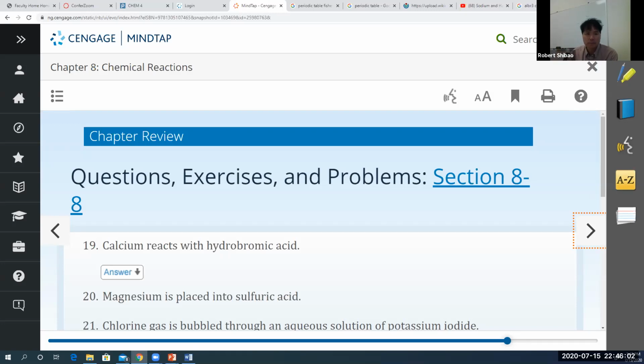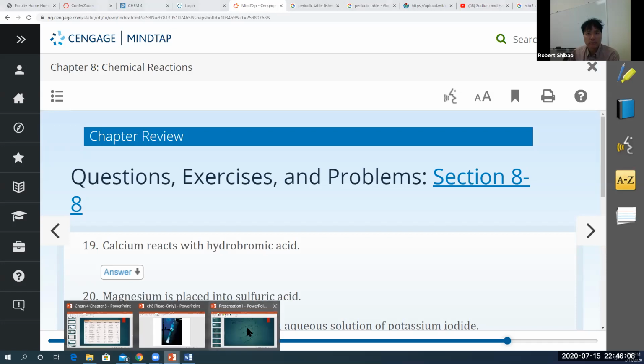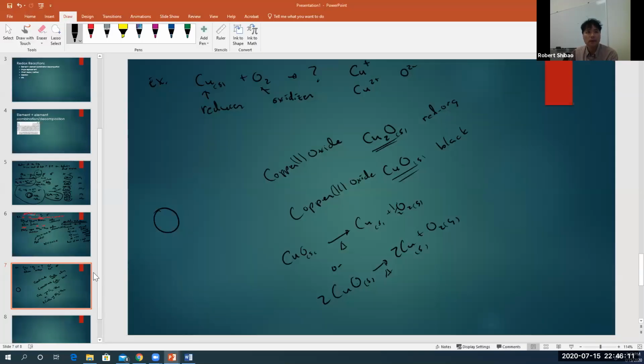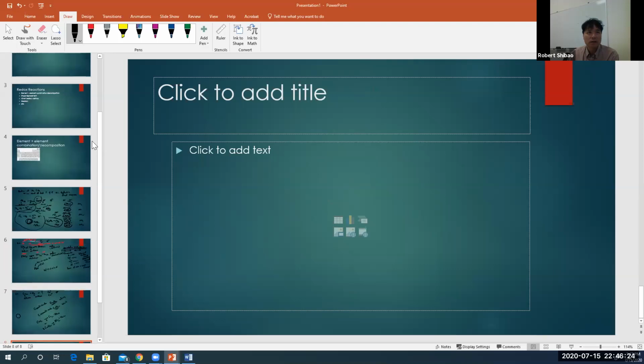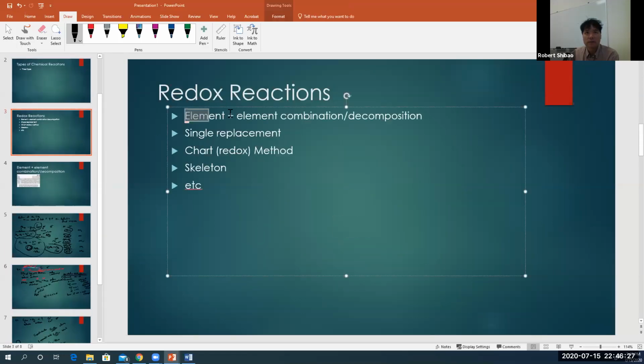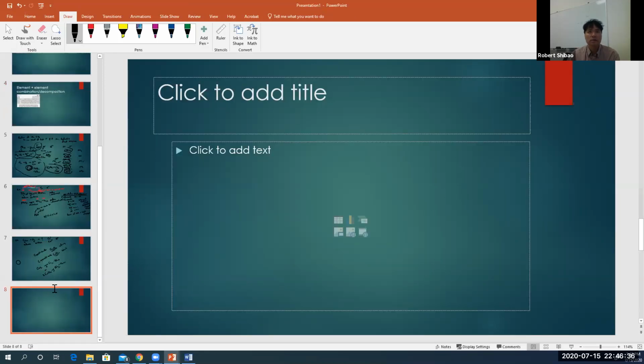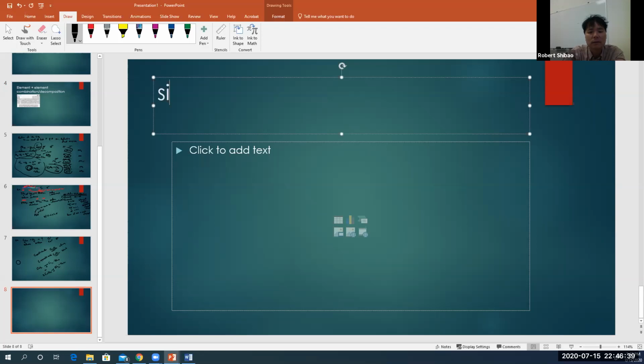Okay, let's move on here back to our PowerPoint. So those are some examples there, element plus element, but a little bit beyond element plus element because we had some compounds thrown in there too for decomposition. And the next type of reaction that we're looking at, okay, so we just did this first one here. The next one we're going to look at is called single replacement redox. I'm going to type that here. Single replacement reactions.